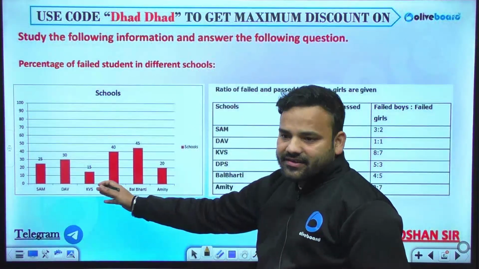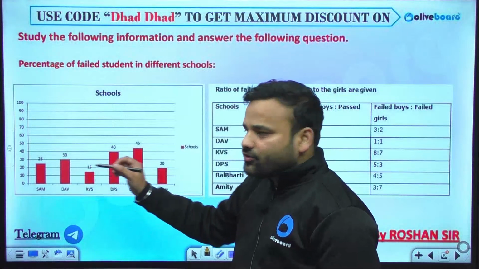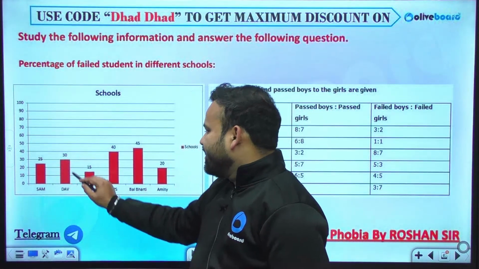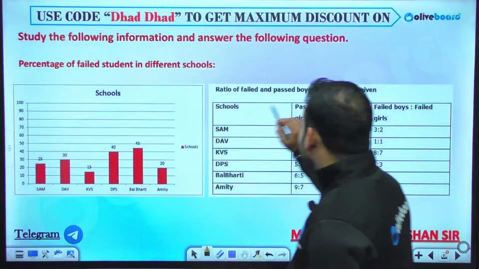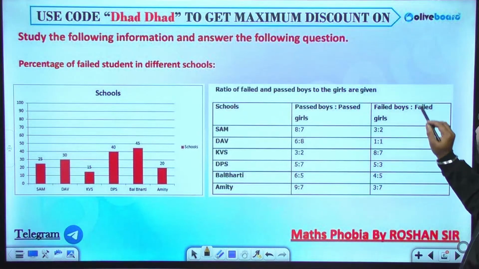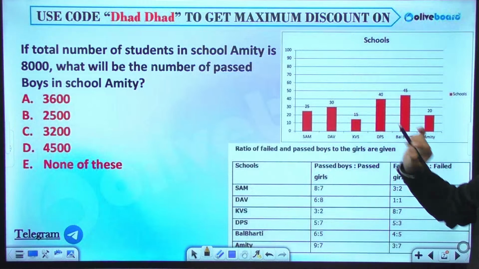In KVS, I will be writing this. Fine, might be it's not visible. So I will be writing this. In SAM, it's 25, DAB 30. So this is represented as failed student, and this are represented as passed boys and passed girls and failed boys and failed girls. Coming to the question, it is talking about MIT school.